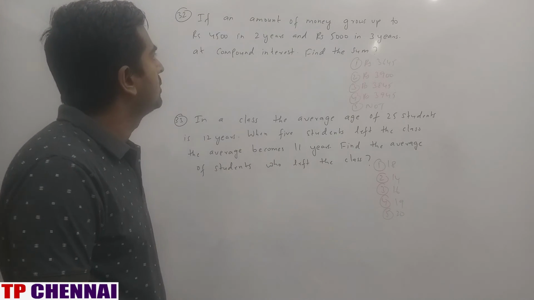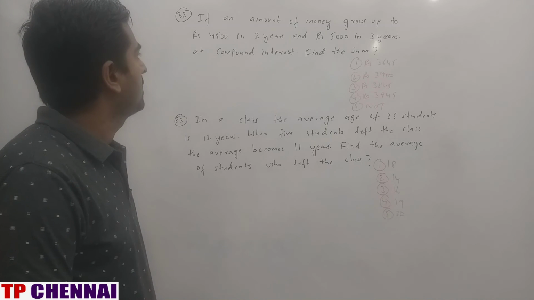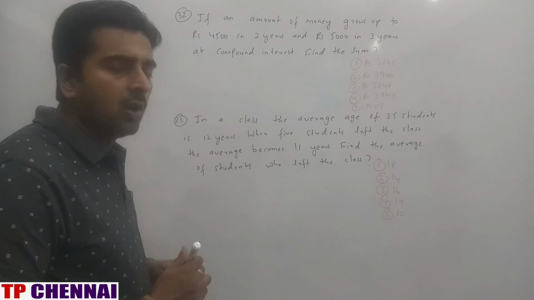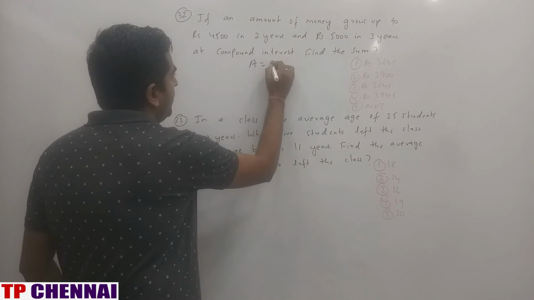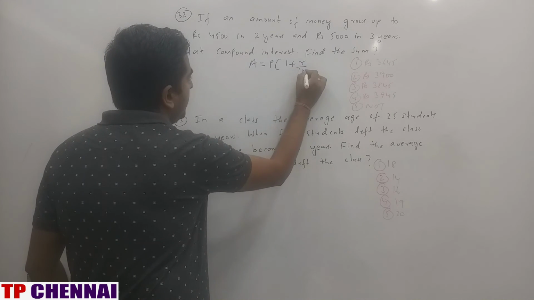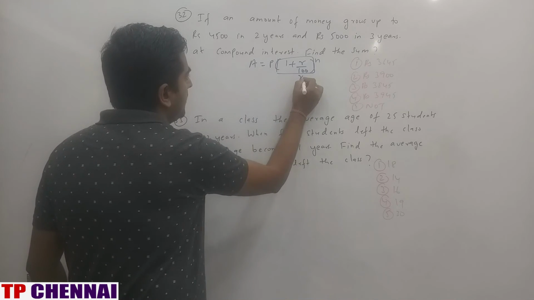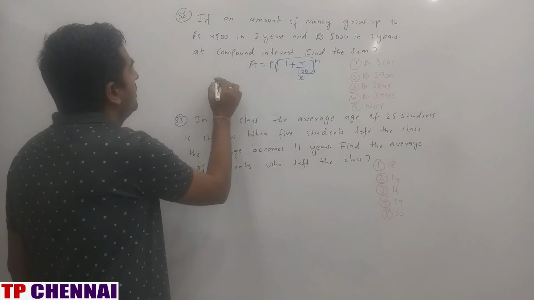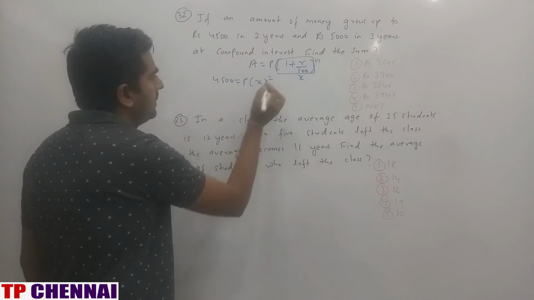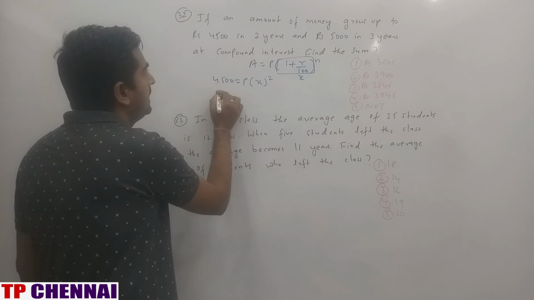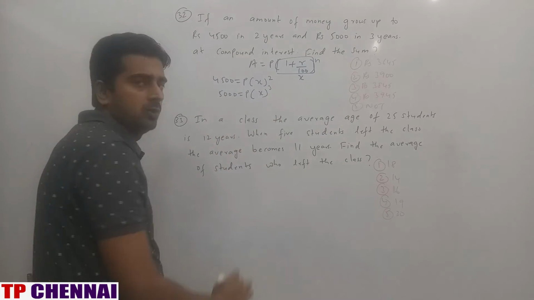If an amount of money grows up to rupees 4500 in 2 years and rupees 5000 in 3 years at compound interest, find the sum. So compound interest, you know the formula of amount. Amount is equal to P into 1 plus R by 100 whole power n. I assume this part is nothing but some variable, say x, right? So first, how much have they given you? 4500 is equal to P into x square because time is 2. Second, how much have they given you? 5000 is equal to P into x cube because time is 3.